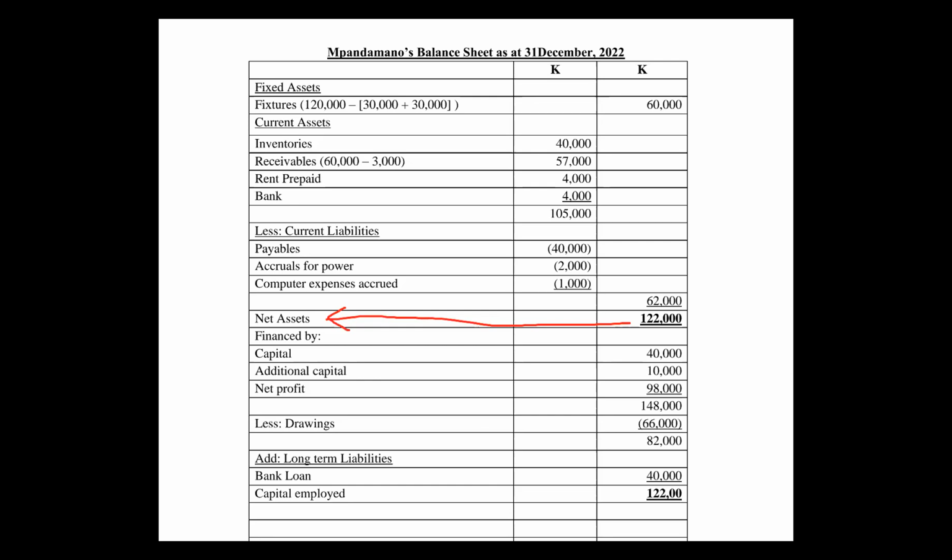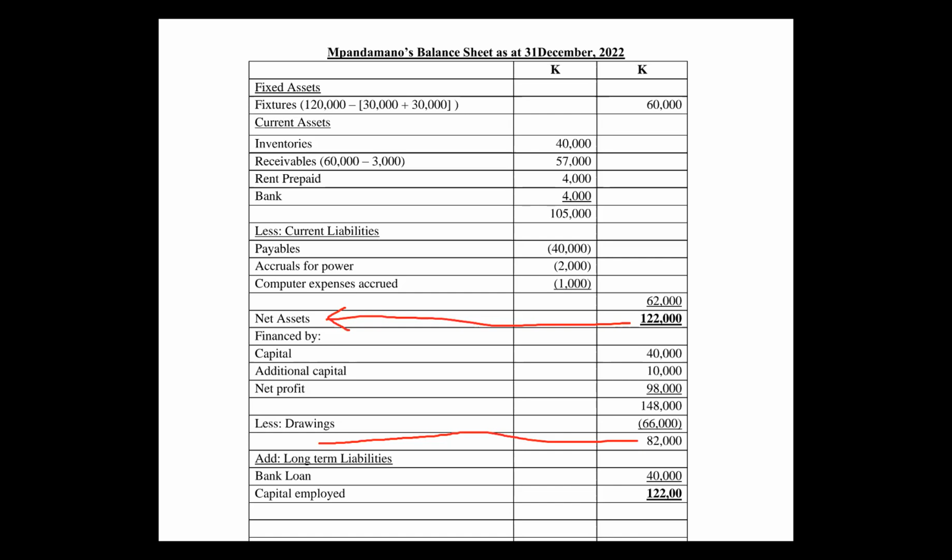Sorry, sir, which part are you commenting on? I'm lost. Okay, what I did, I just collected up to 122. Then immediately after 122, I subtracted the long-term loan, which is 40,000. That gave me a net asset of 82,000. Then I came to the other side, the finance capital, which as well gave 82,000. So capital introduced 40,000. I added the 10,000 and 98,000, so the total gave me 148,000. Then I subtracted the drawing of 6,000 to give me 82,000.